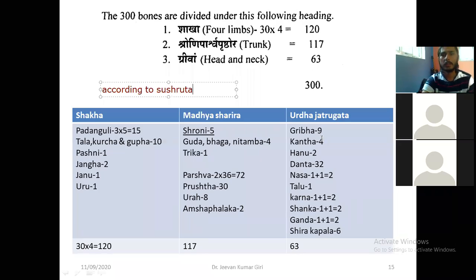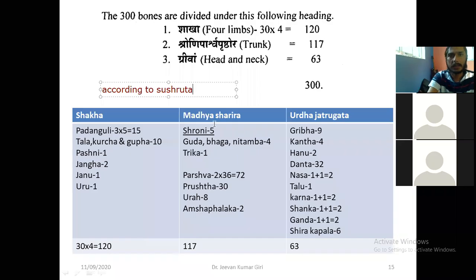So see here, Pada Anguli, 3 in each Anguli, so 3 into 5, 15. Then Tala, Kurcha, Gulfa, 10. Then Pasni, 1. Jaghana, 2. Janu, 1. Uru, 1. So total how many? 30. So 30 in one, and we have got 4 such limbs. So 30 into 4, 120.